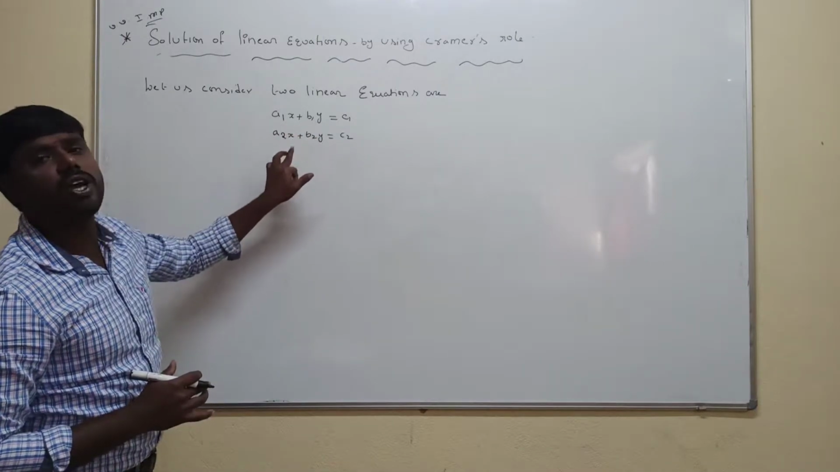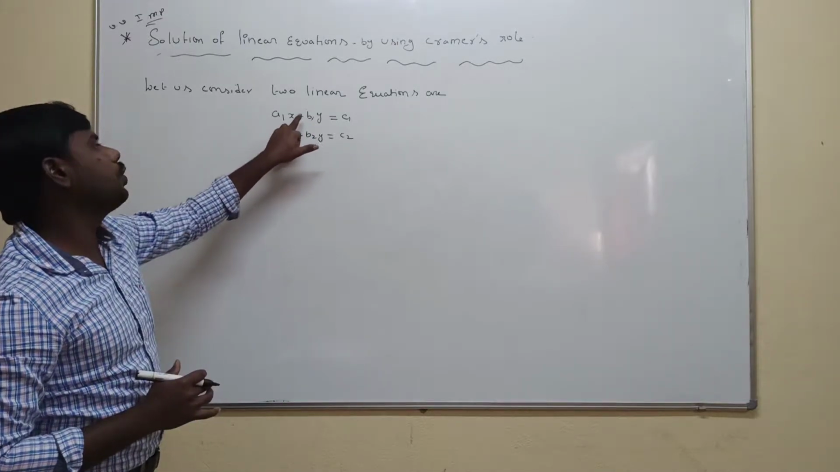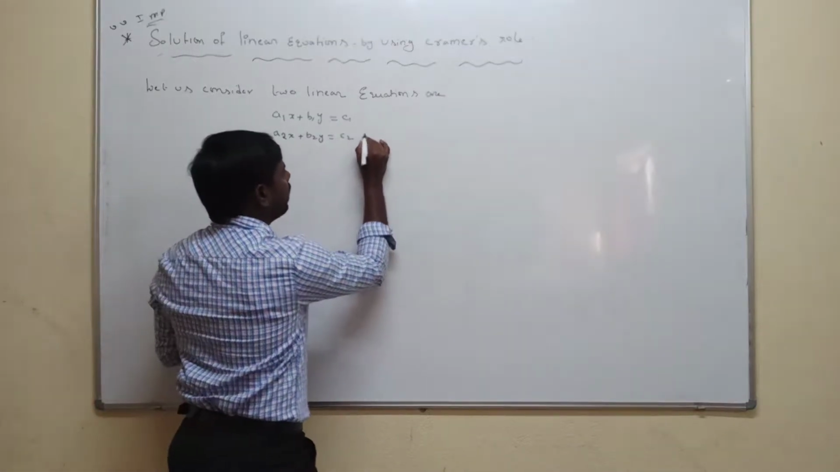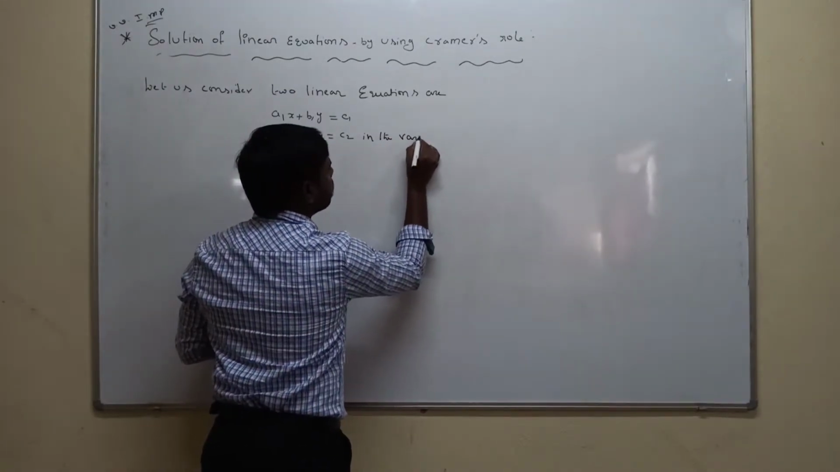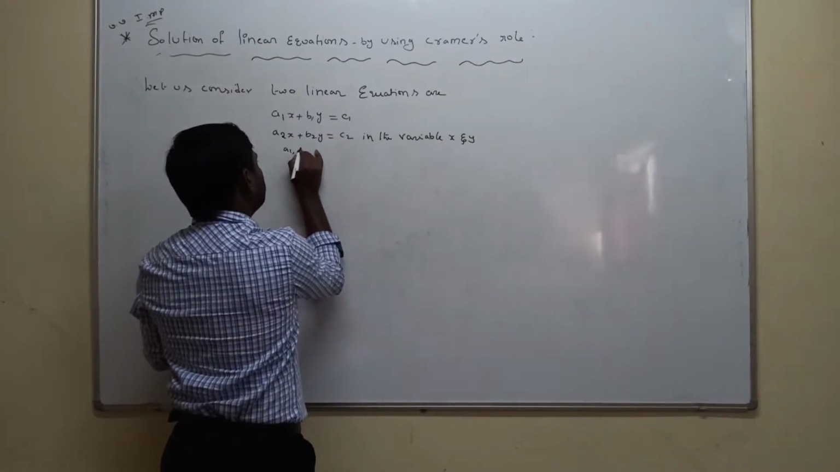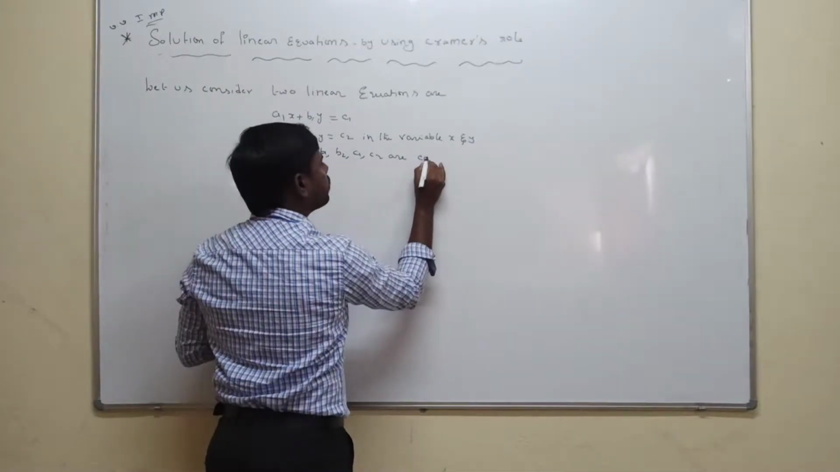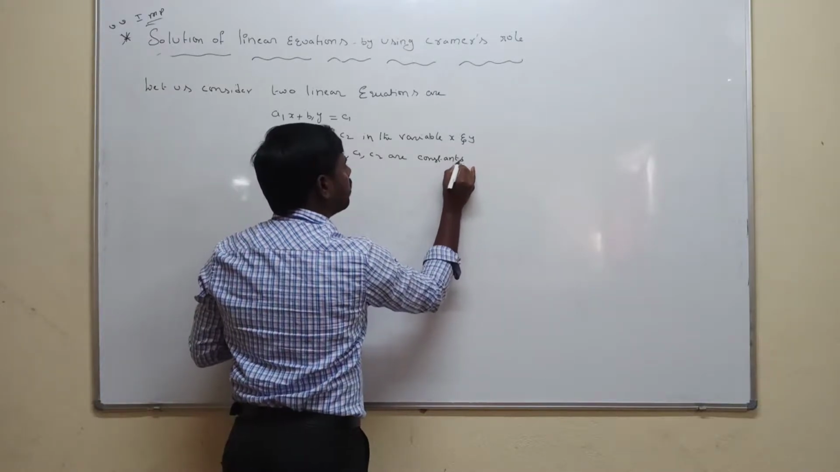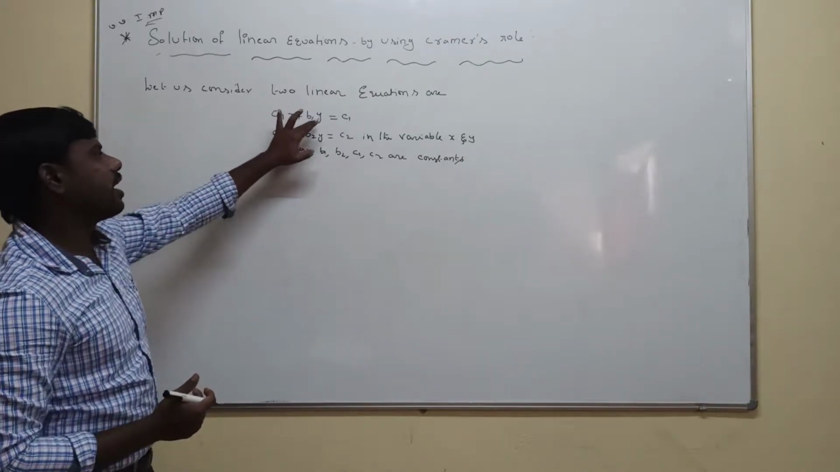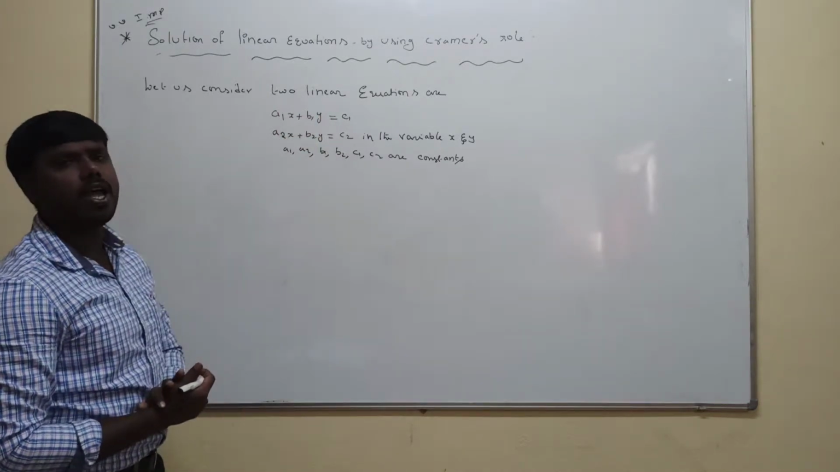Here x and y are the variables. a1, a2, b1, b2, c1, c2 are the constant values. In both equations, x and y are the variables, and a1, a2, b1, b2, c1, c2 are the constants.